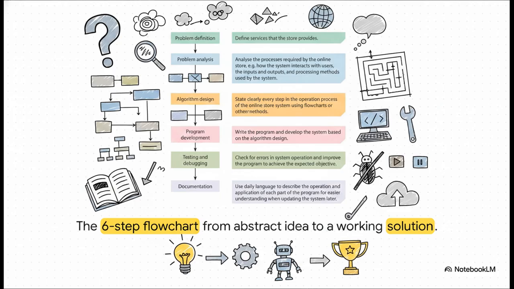And only after all that planning do we actually get to step 4, program development. That's where the actual code is written. But we're not done yet. Step 5 is testing and debugging to catch any of those pesky errors. And finally, documentation, where we just use everyday language to describe how the whole shebang works so it can be updated later. It's this brilliant, totally linear path from an abstract idea to a working solution.